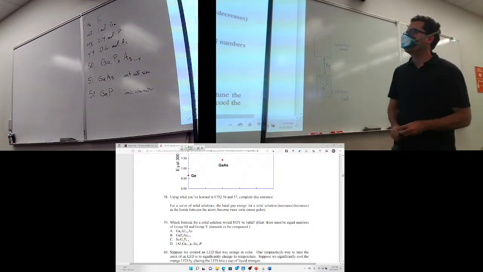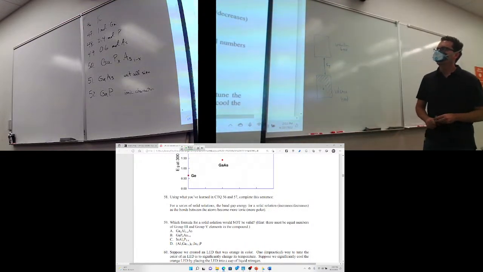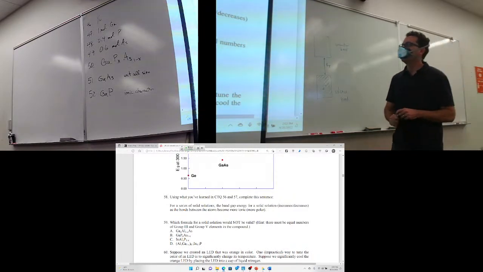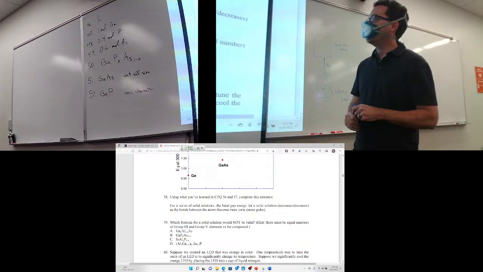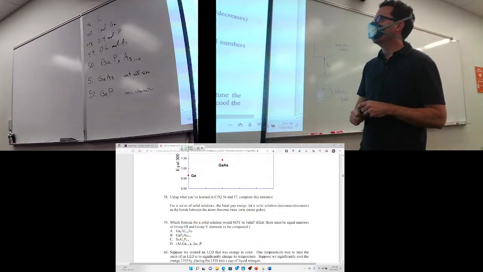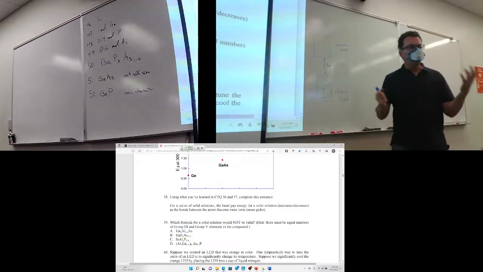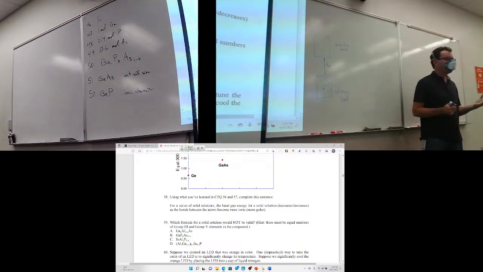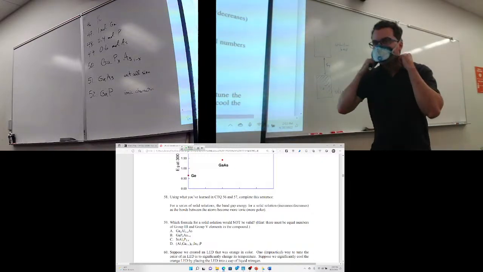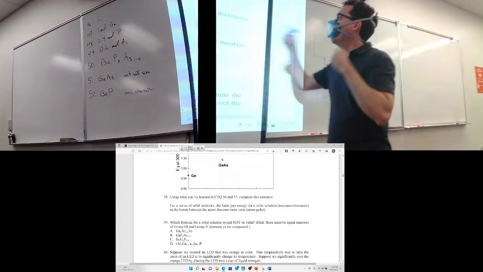So for a solid solution, what will the band gap energy do as the bonds between the atoms become more ionic? If I make something more ionic, what happens to the band gap energy in a solid solution? Make it more what? Ionic.